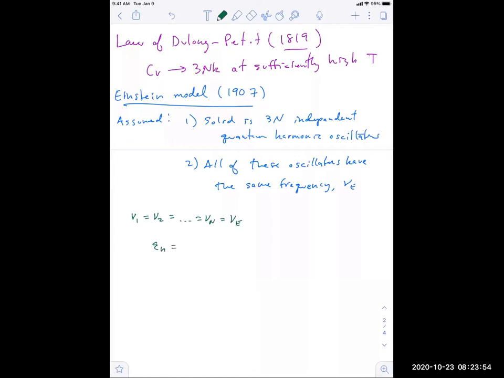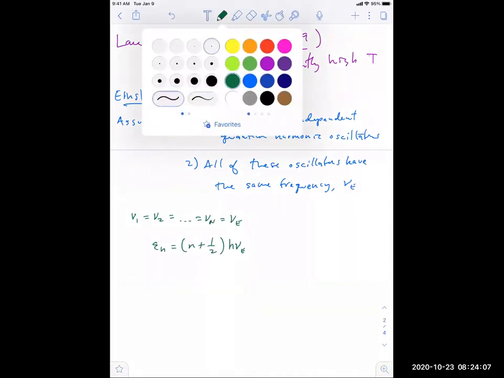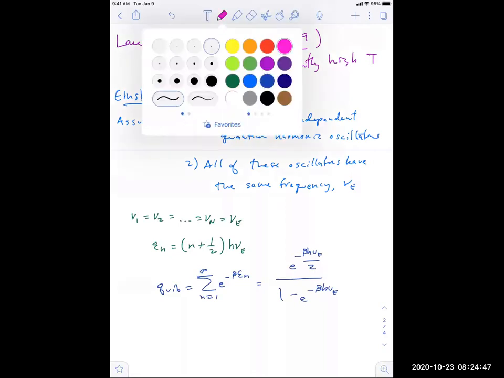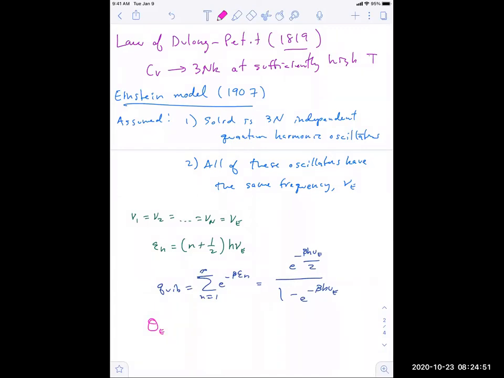So then the energy of any energy level is just n plus 1/2 times h times Einstein's frequency. And so we get almost an identical form of the partition function as for the diatomic gas. So the vibrational partition function is the sum over all states of e to the minus beta times the energy levels. And so this has the same form I wrote above, except now we're substituting an arbitrary frequency nu for specifically Einstein's frequency. And similarly, we can define a vibrational temperature specifically for Einstein's model, the Einstein temperature, which is equal to h nu Einstein over kB.